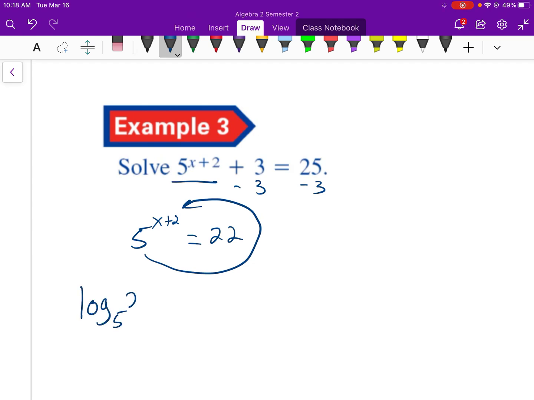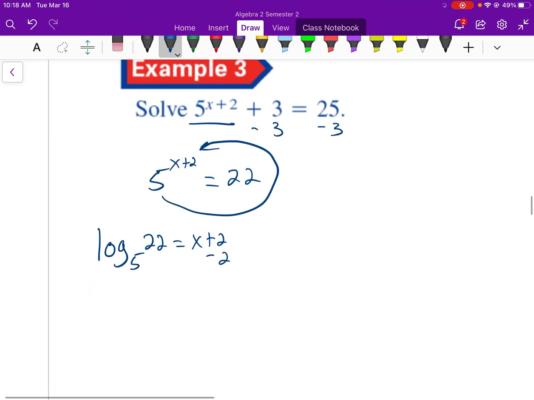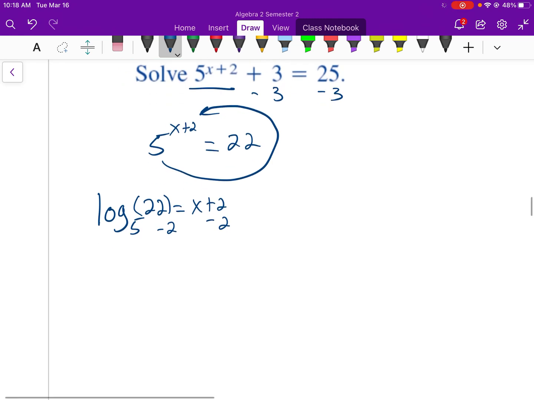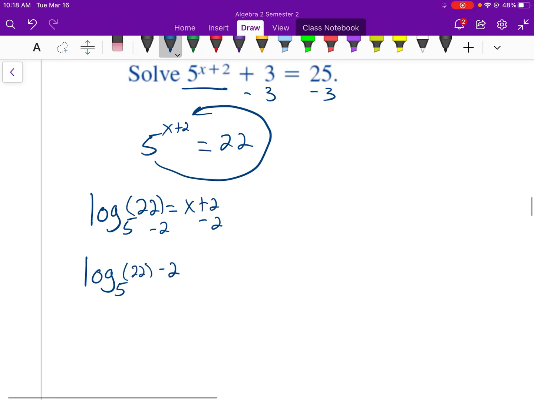Log base 5 of 22 is equal to x plus 2. Now, to isolate x, we're going to have to subtract 2. But now, a common mistake: people will subtract that 2 from the 22. You need to remember that 22 is part of the argument. 22 isn't the number; log base 5 of 22, that is the number. So we're subtracting 2 from that whole thing. Do not subtract it from the argument. You're subtracting 2 from that log.